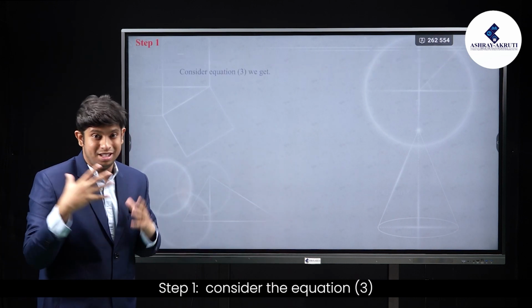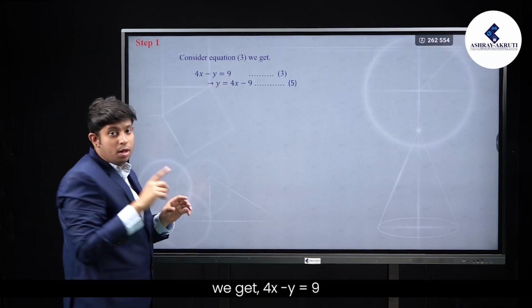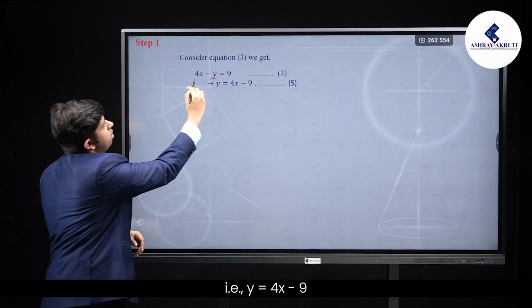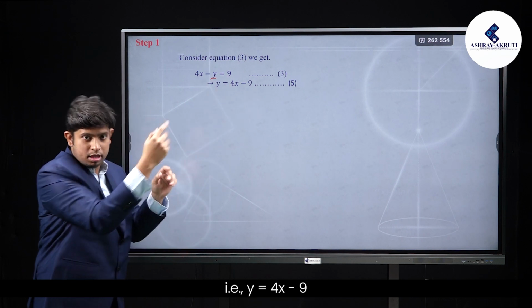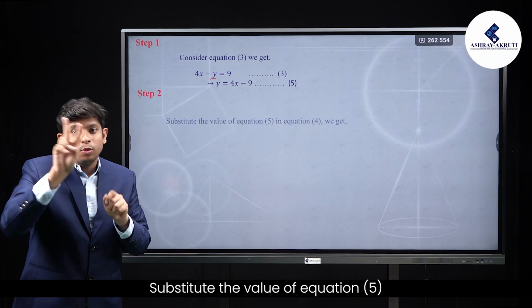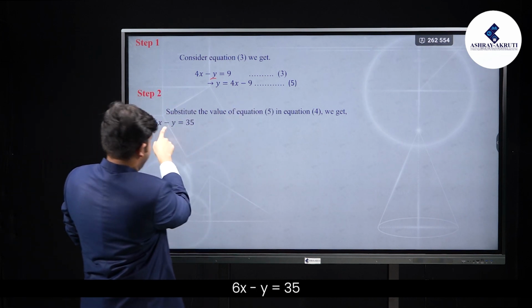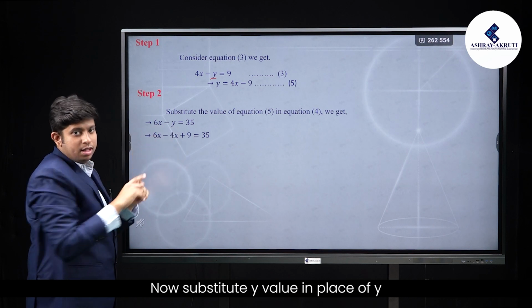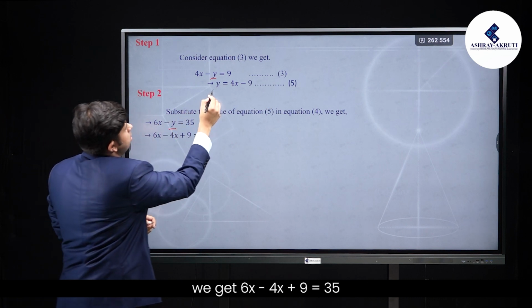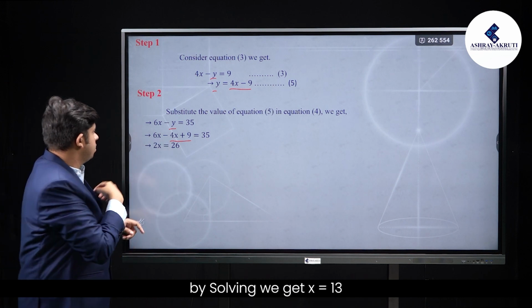Step 1. Consider equation 3. We get 4x minus y is equal to 9. Write down the entire equation in terms of y, that is y equal to 4x minus 9. Step 2. Substitute the value from equation 5 in equation 4. We get 6x minus y is equal to 35. Now substitute the y value in place of y. We get 6x minus (4x minus 9) is equal to 35. By solving, we get x equal to 13.